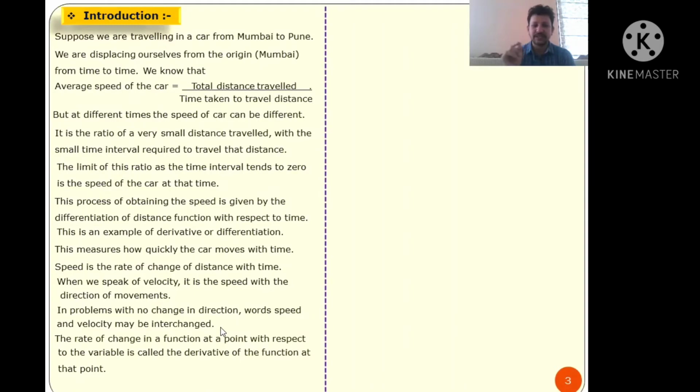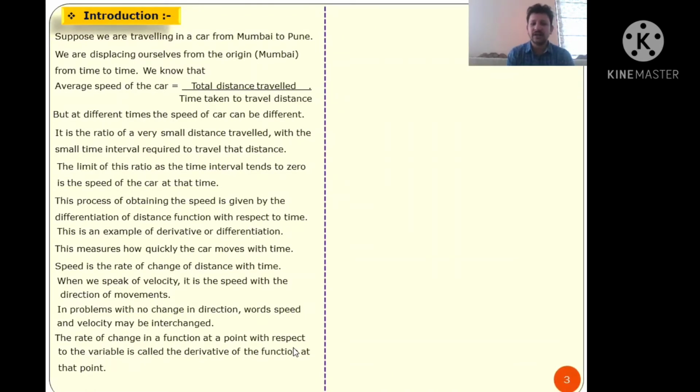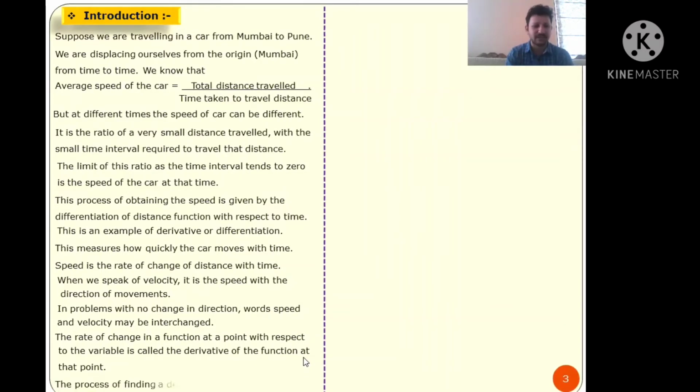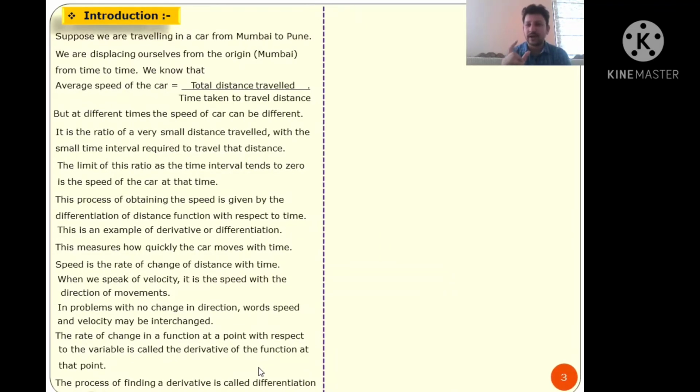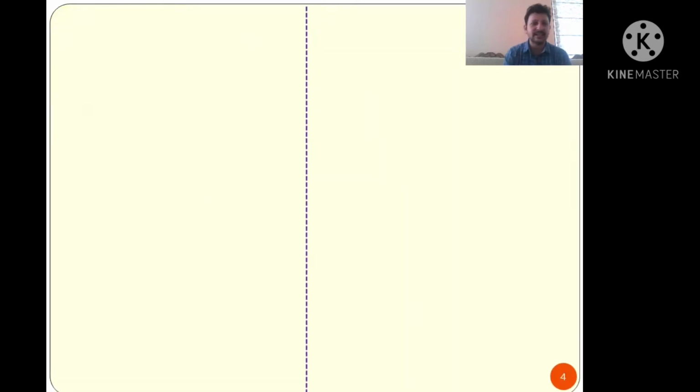The rate of change of a function at a point with respect to the variable is called the derivative of the function at that point. This is the mathematical definition. The process of finding this derivative is known as differentiation. Let us see in detail.